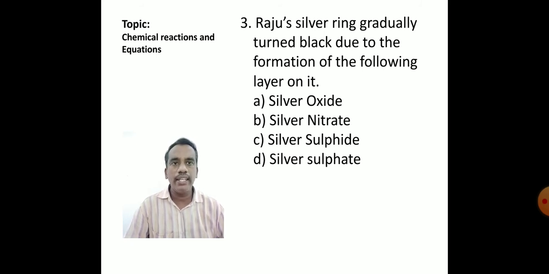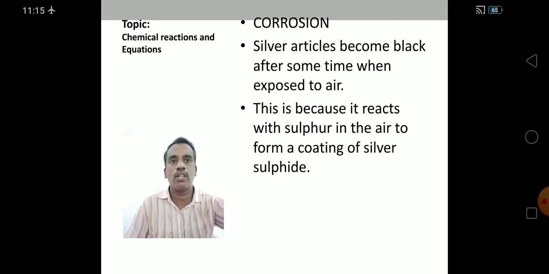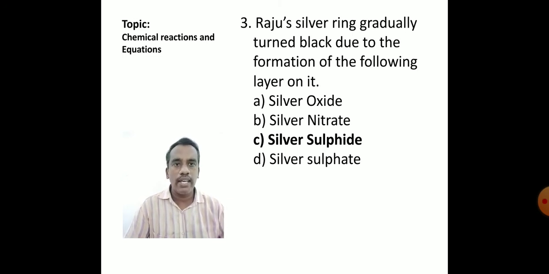So here, why did Raju's silver ring turn black? Because we can explain that the silver reacts with the sulfur present in the air and it forms a coating of silver sulfide around it. Hence, it turns black in color. So what is our correct option now? Can you say? The options are silver oxide, silver nitrate, silver sulfide, silver sulfate.